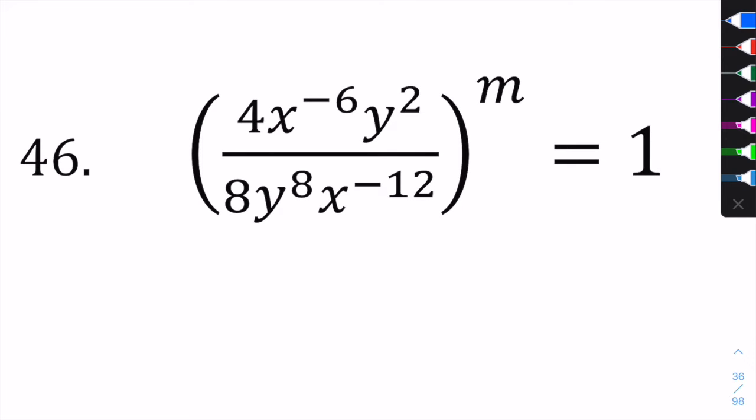Everyone, let's look at this example of the power of powers property. Whoa, there's a lot of stuff in there. And if we raise it to the mth power, we're going to get 1. Jeez, how's that going to work out?